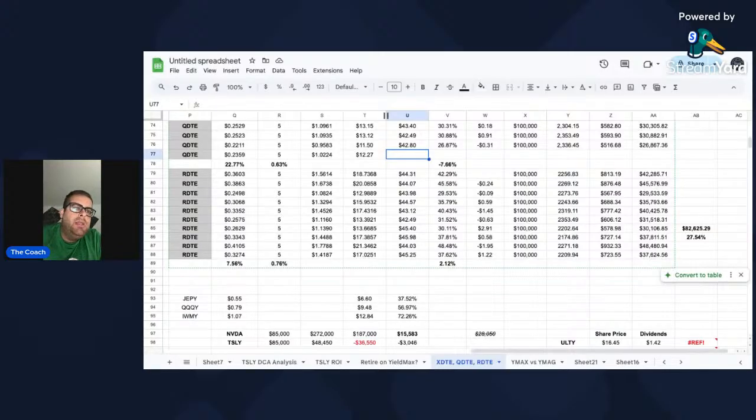Okay, for QDTE, let's see. As of the 4th, we were at 43. I'm going to take 43.40. So 43.40 is what we're looking at.